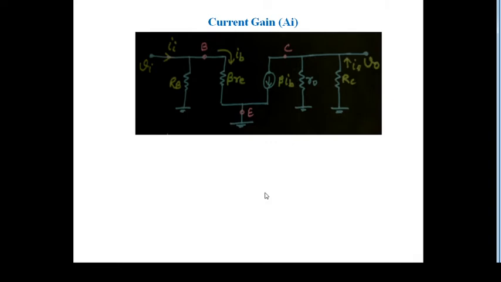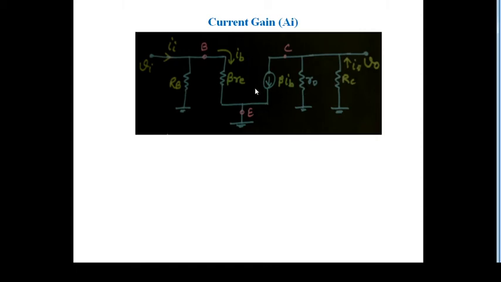Now next is your current gain, AI. This one is the RE model of the fixed bias circuit. No need to remember, it is very easy. After practicing two or three or more times you will become expert in this one.